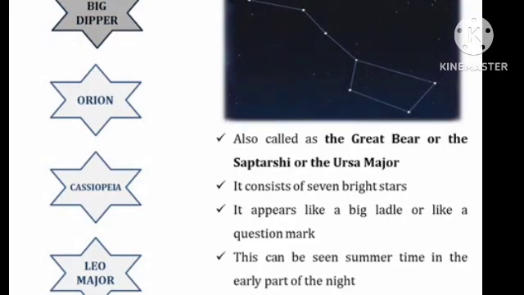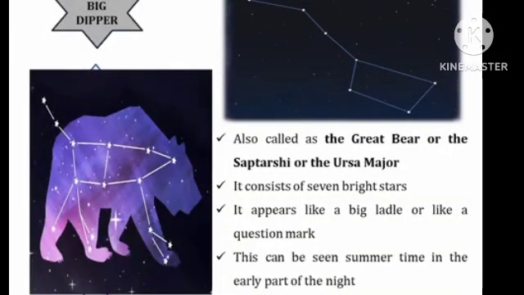The Big Dipper is also called the Great Bear or the Saptarshi or the Ursa Major. It consists of 7 prominent stars and it appears like a big ladle or like a question mark. There are 3 stars in the handle of the ladle and 4 in its bowl. This constellation can be seen during summertime in the early part of the night.